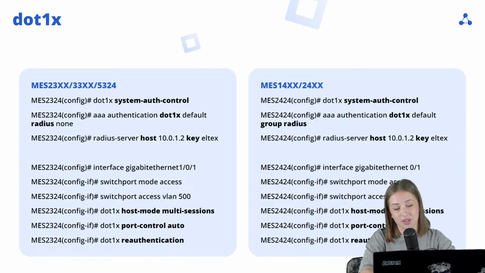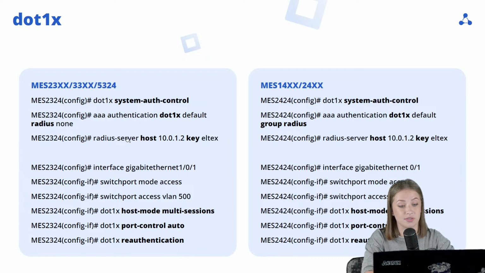Let's move to the third part of our webinar, which will be dedicated to the configuration of client port security features, starting with 802.1x. As you can see, the configuration on both lines is similar. First of all, we enable the 802.1x functionality in global configuration mode. Then we choose the authentication method, as you can see, 802.1x on the RADIUS server. And finally, we define the address and the key for the RADIUS server.